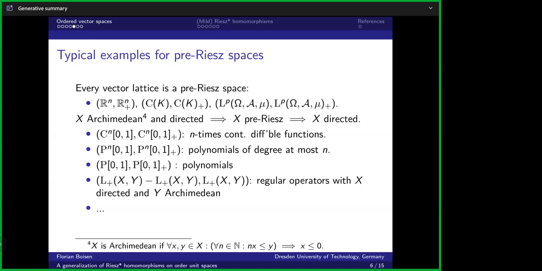For example, Archimedeanity is something that is true for basically all function spaces. And so whenever you have a directed function space, like the space of n times continuously differentiable functions, the space of all polynomials of some fixed degree, or the space of all polynomials, or, for example, the space of so-called regular operators with directed domain and Archimedean codomain, these are all Archimedean and directed, and therefore pre-Riesz spaces, and therefore enable us to have this nice embedding into a vector lattice.